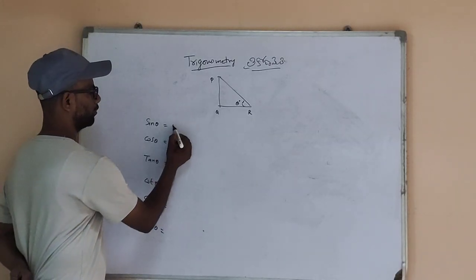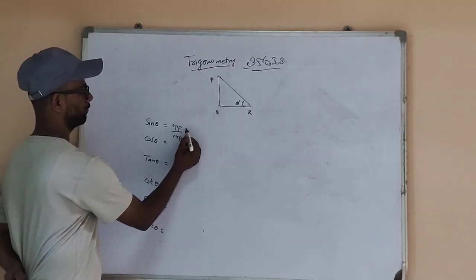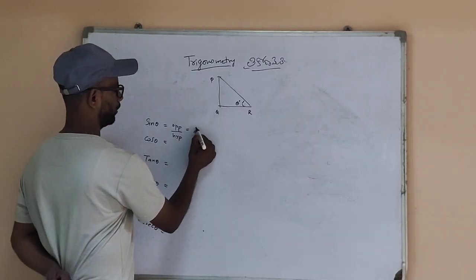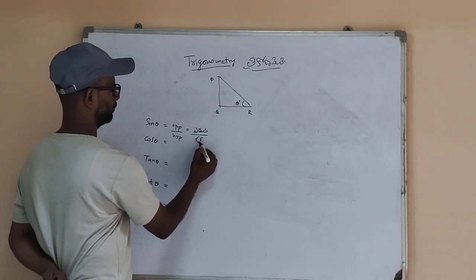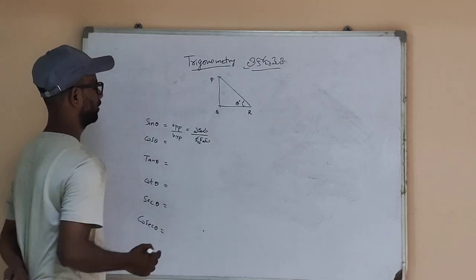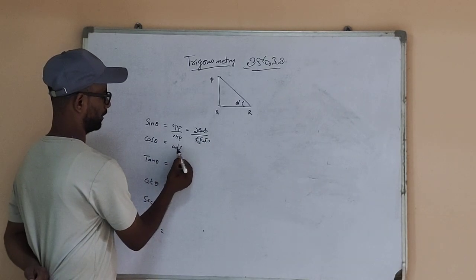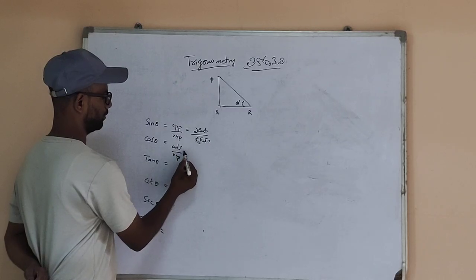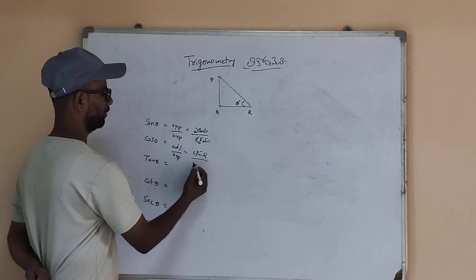Sin theta is equal to opposite by hypotenuse, that is, opposite side by hypotenuse. The next one, cos theta, is adjacent by hypotenuse, adjacent side by hypotenuse.